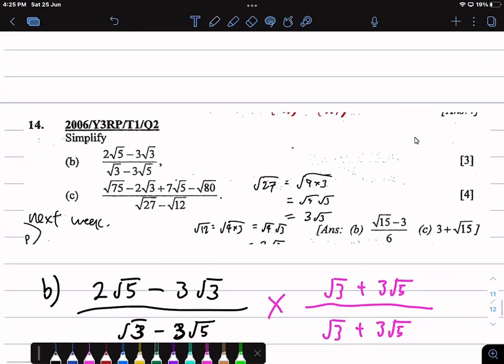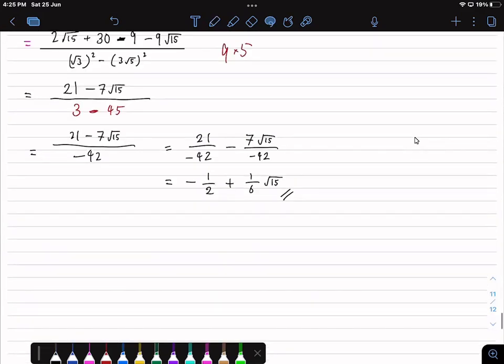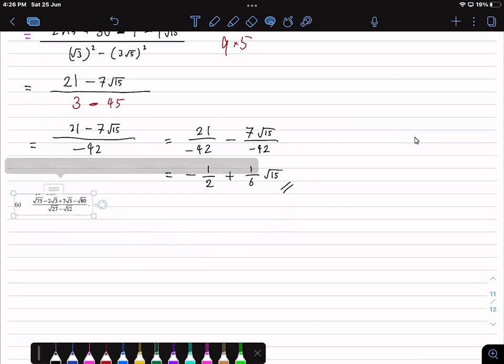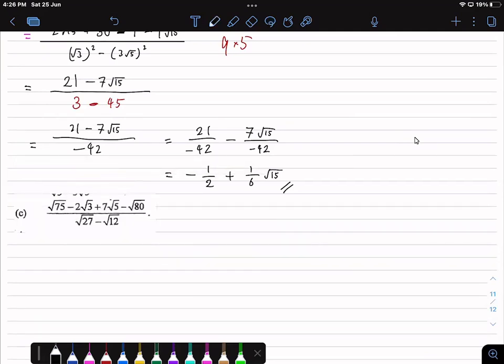Part C here, what you need to know is that the numbers are very big. Whenever you see that the numbers underneath the square root are quite big, you should try and simplify them first. So 75, what is it equal to? Isn't it just 25 times 3? Yeah. Square root 25 is 5, then root 3. Okay, good. Next, square root 80. Isn't it just 16 times 5?